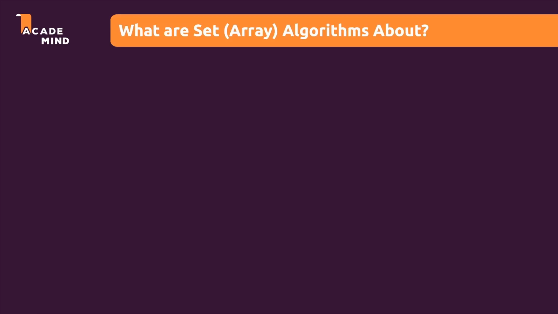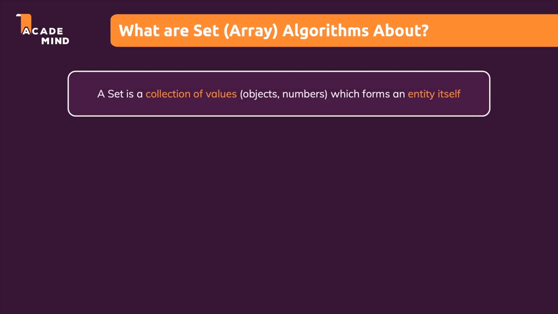So what are set algorithms all about, and why am I saying array in parentheses here? A set in programming, in mathematics in general, is basically a collection of values, for example, objects or numbers, but could also be text, which forms an entity on its own. And that's the important part. So we're talking about arrays where the array itself also can be treated as an entity.